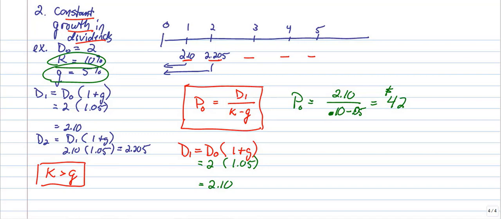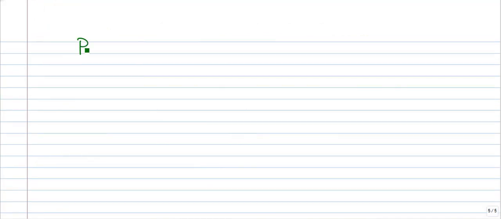This is called the Gordon growth model, also referred to as the constant growth formula, or constant growth model. I want to show you something here. To rewrite this, the price today is D1 over K minus G. In our example, the current dividend was 2, the growth rate is 5%, and our K is equal to 10%.